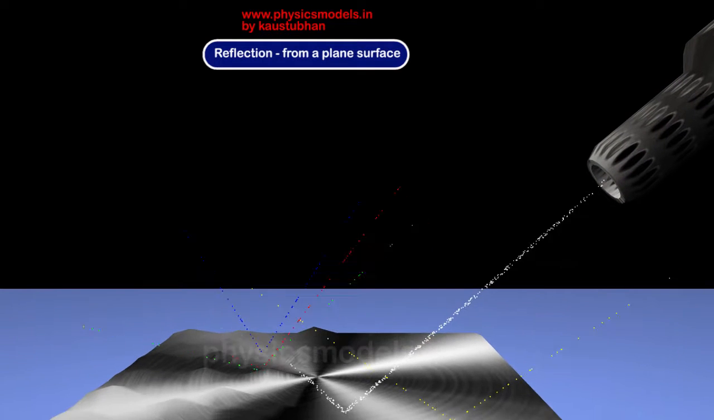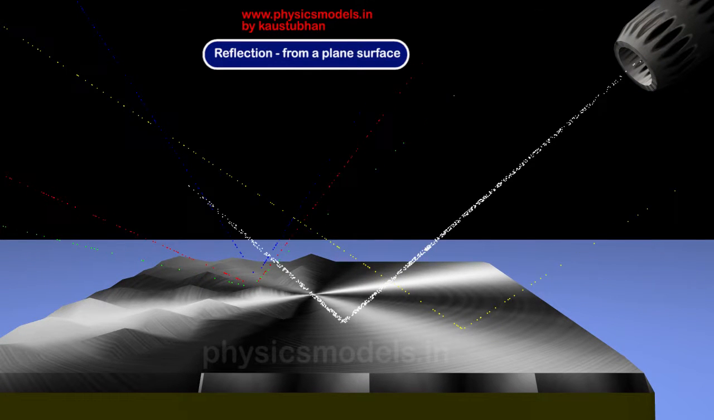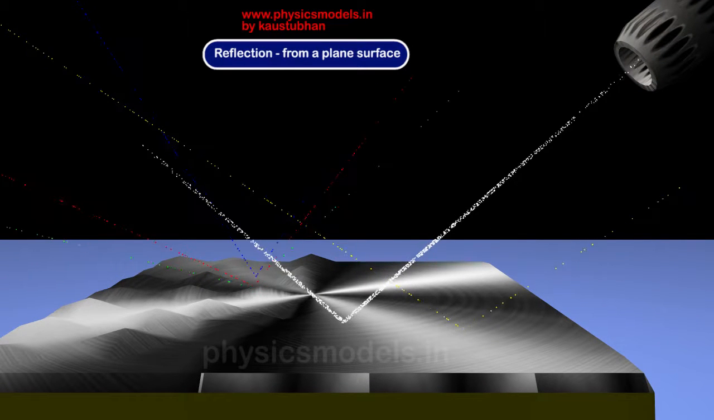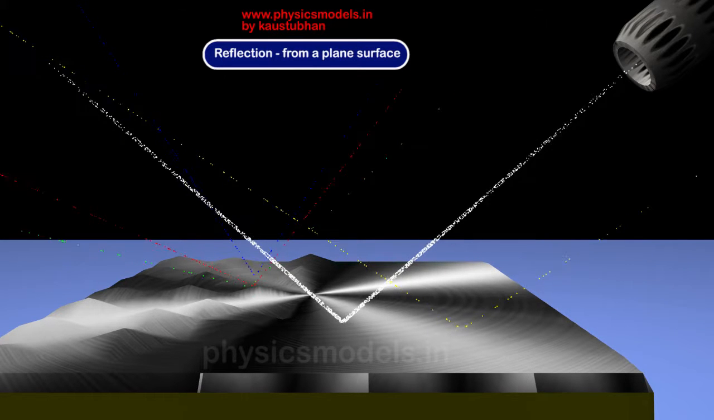Hi, this is a very short video on reflection of light. Let me take my favorite gun on the top right hand corner of this image and let me shoot some beams of light onto a surface which is acting like a mirror.